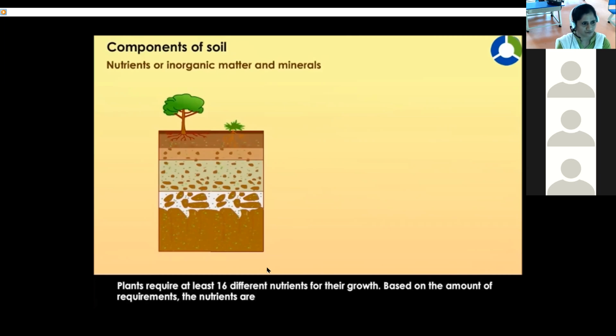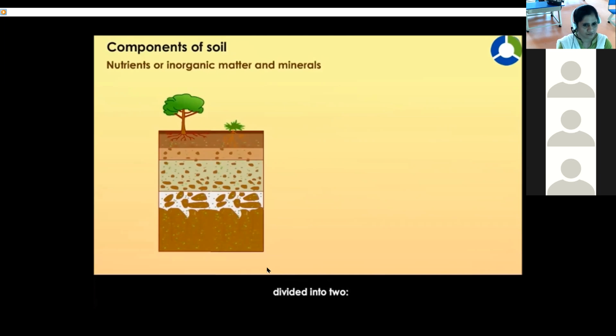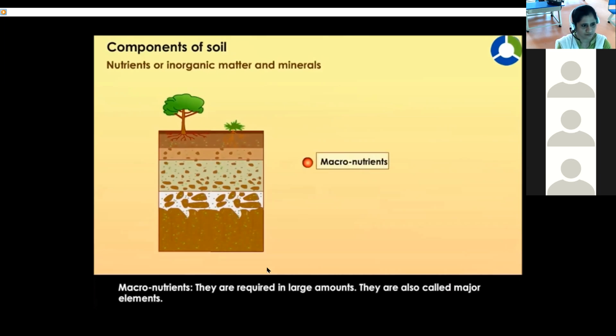Based on the amount of requirements, the nutrients are divided into two. Macronutrients. They are required in large amounts. They are also called major elements. Example: carbon, oxygen, hydrogen, nitrogen, phosphorus, potassium, calcium, magnesium and sulfur.